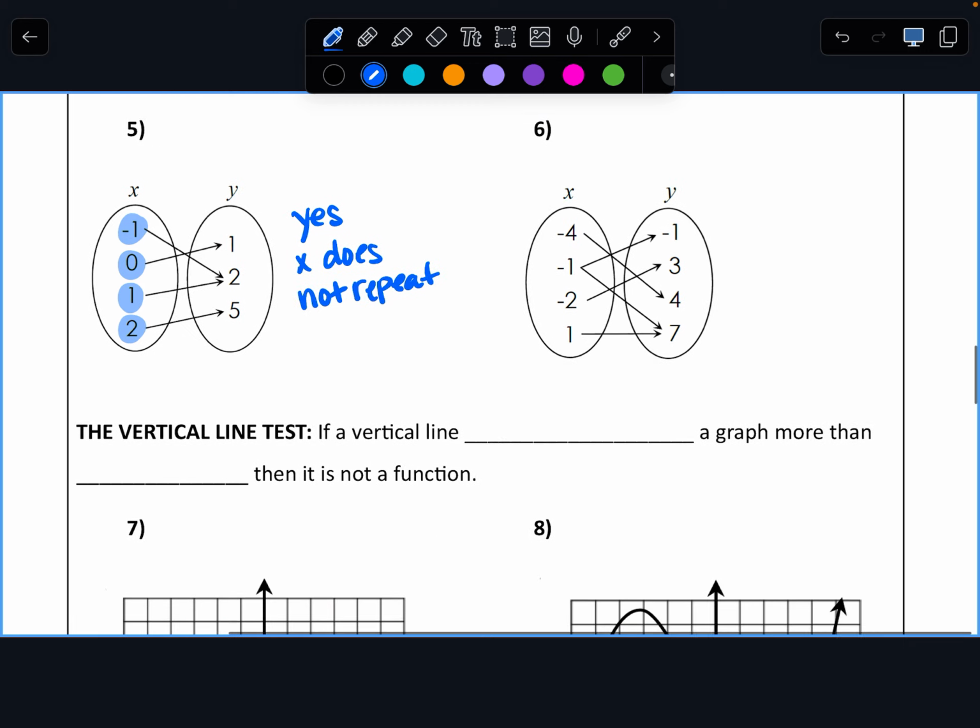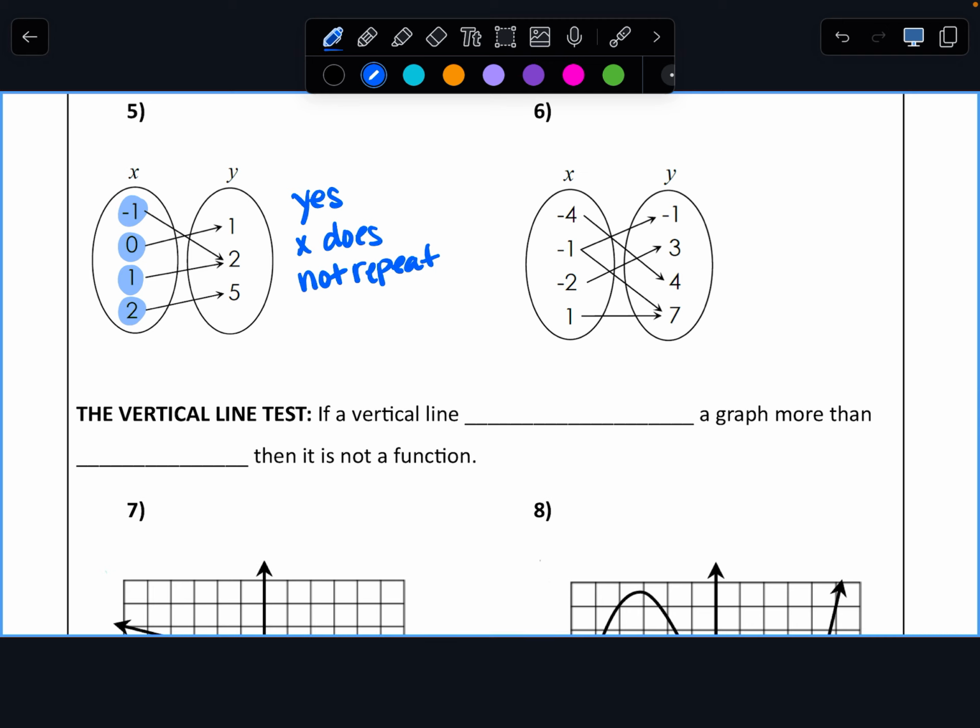Now let's look at number 6. -4 would give me 4. -1 gives me -1, and -1 gives me 7. So I don't even have to go any farther than that to see that if I put in -1, I'm getting 2 different outputs. That means that x is repeating, so it is not a function.